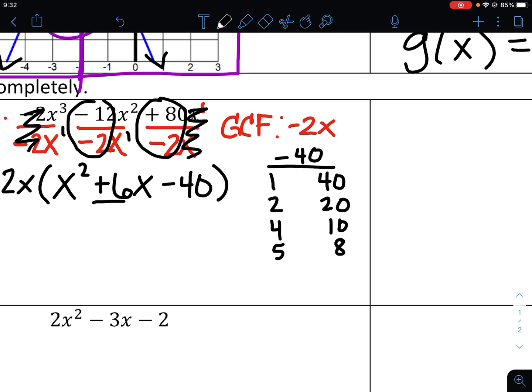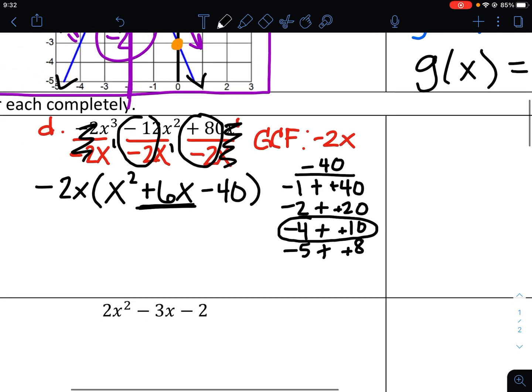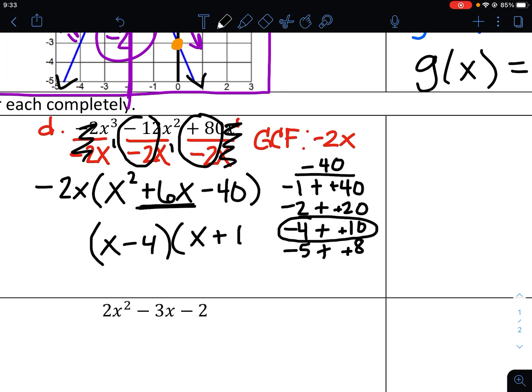Now, since I want to add to a positive 6, we need our bigger numbers to be positive. So all the bigger numbers on the right will be positive, all the smaller numbers on the left will be negative. And then we want the pair that adds to a positive 6. So we're going to go with that negative 4 and that positive 10. So this trinomial factors into x minus 4 and x plus 10.